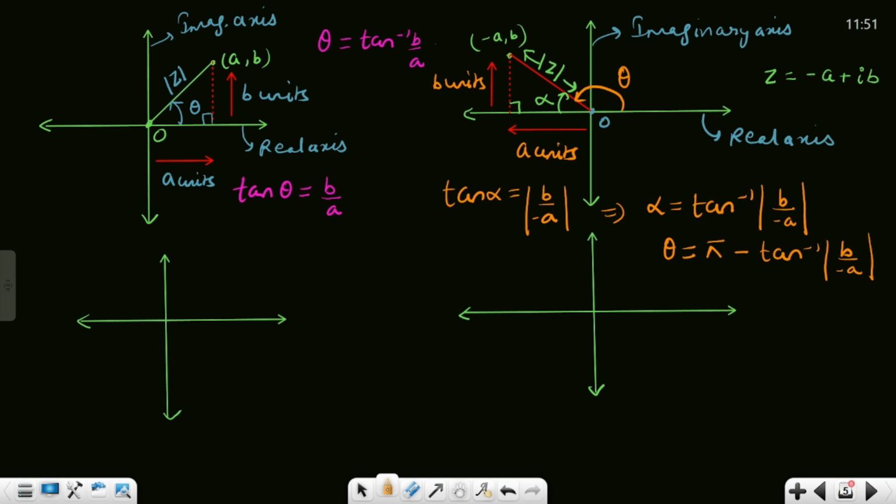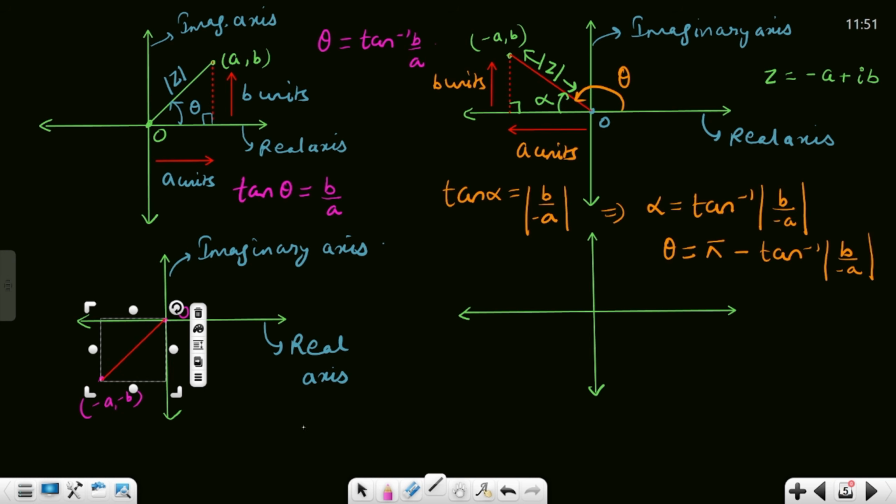Third case is also similar. This is our real axis. This is our imaginary axis. So if my point lies here, means minus a comma minus b, then again in a whole similar manner we have to do. Okay, very easy.